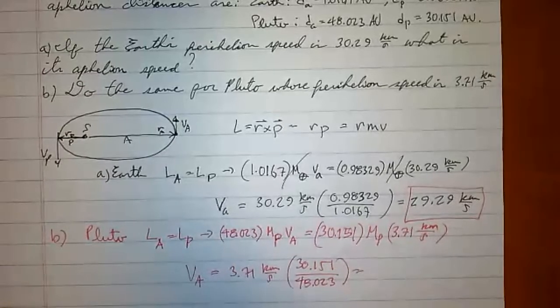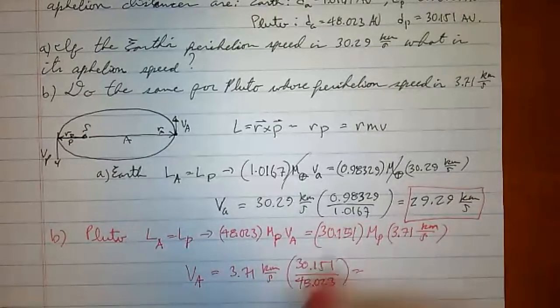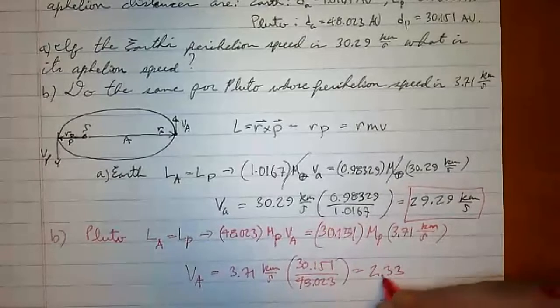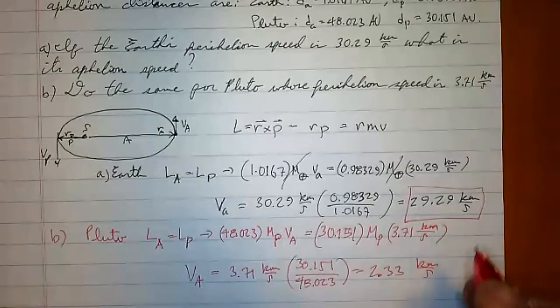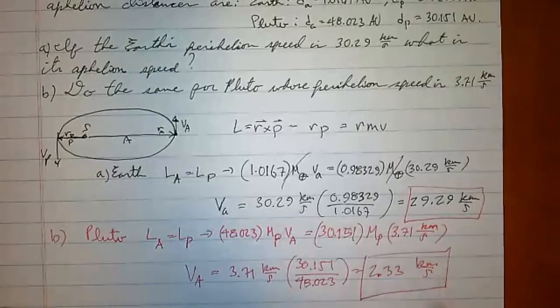And I get 3.71 times, in this case, I got 2.33 kilometers per second. Actually, I looked those up, and the aphelion velocity of Earth was 29.29 kilometers per second, so we nailed it. And the aphelion velocity of Pluto actually was quite a bit different. I used 3.71. I did use 3.71.